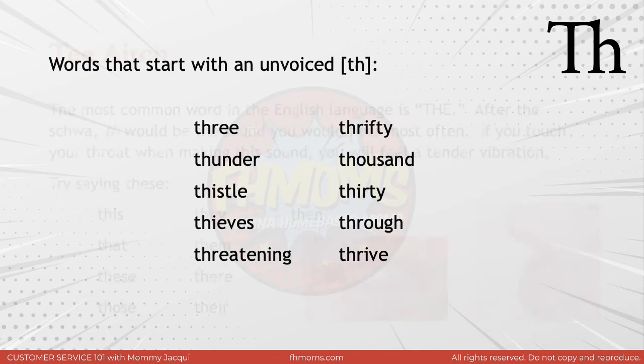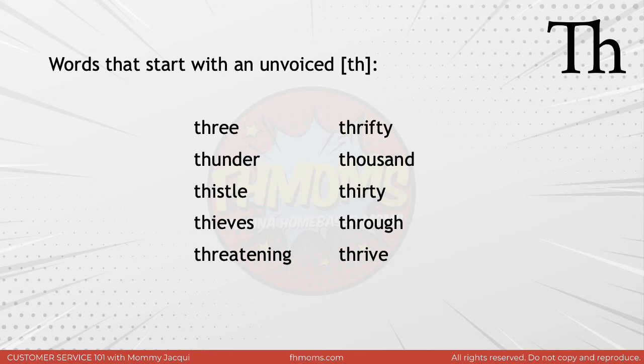Now, how about this? Words that start with an unvoiced TH. So let's practice and let's say three, thunder, thistle, thieves, threatening, thrifty, thousand, thirty, through, thrive.